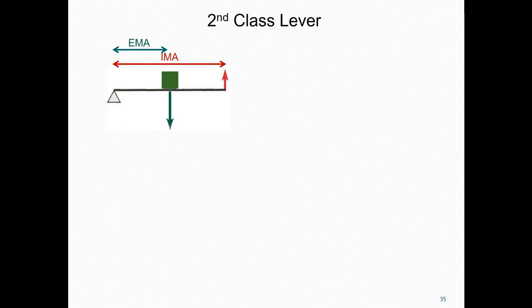side of the fulcrum, and the external force is closer to the fulcrum. A wheelbarrow is a second-class lever. We see the load is placed close to the fulcrum, and the effort is exerted far away from the fulcrum.